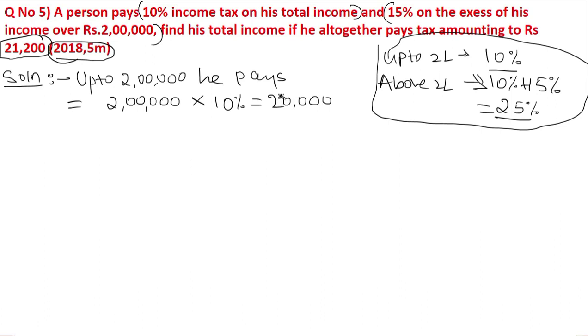So the remaining tax, what is that? That is 1,200. See, the total he is paying is 21,200. Correct? So the remaining 1,200 is the tax he is paying on the income above the 2 lakh. Whatever the income is above 2 lakh, for that he is paying this 1,200.